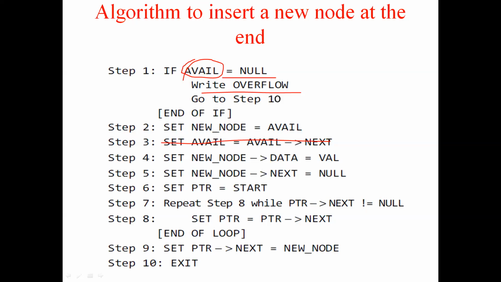If the space is available, what will I do? I'll just store the address of the available node to the new node. From here onwards, you can write whatever I told. After creating a new node, just assign the value and null. Whatever I told, instead of temp, they are using pointer. I used the temporary variable temp; they are using pointer.